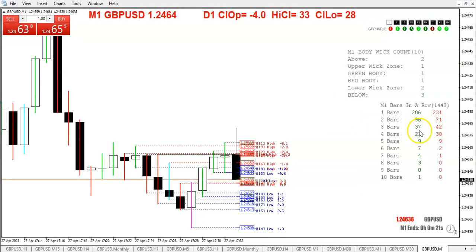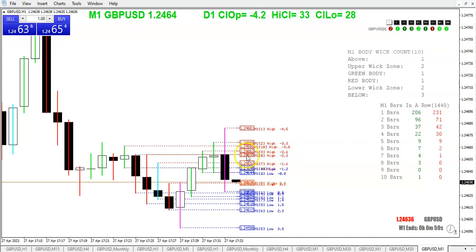So 3 or more bars in a row doesn't occur that much compared to the rest. And what did we just have? We had 1, 2, 3, 4 bars in a row. And you see that's only happened 22 times on the green. And what happened next? Price reversed. So had you taken the trade here at 65, you could have picked up a couple of pips. And that's how it works.